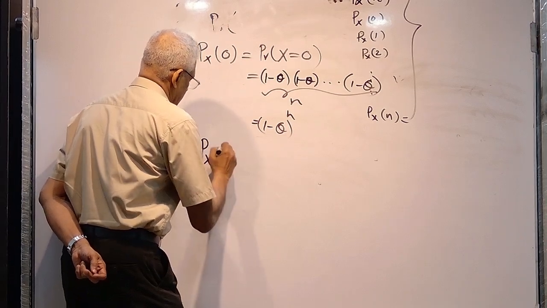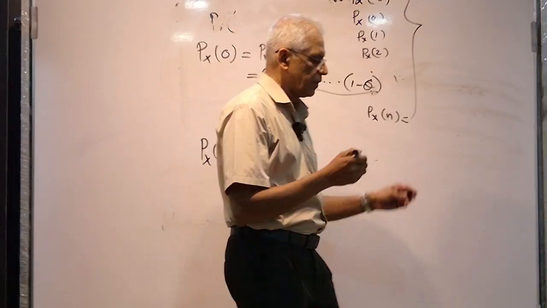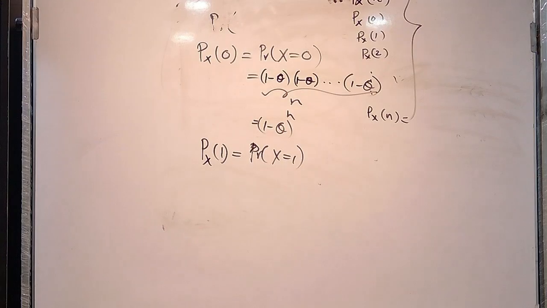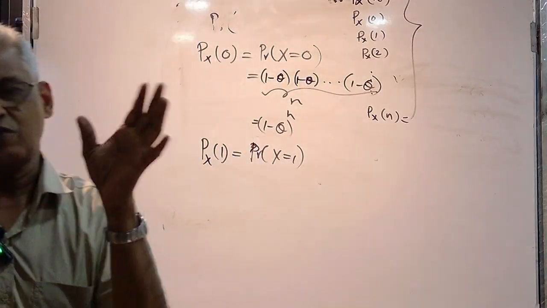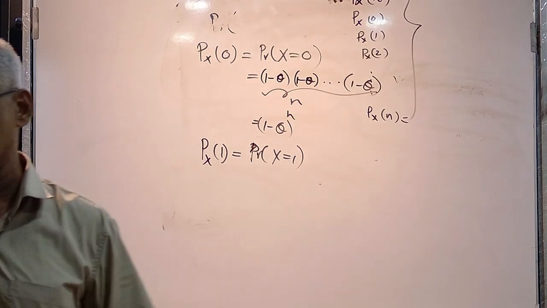So let's look at P(X=1). That is the probability x equal to 1. What is the probability of getting one success in n trials? What are the possible ways of happening that? Yeah, first one is a success and all the others are failures. Or second one is a success and all the others are failures. Or third one is a success and all the others are failures, and so on.